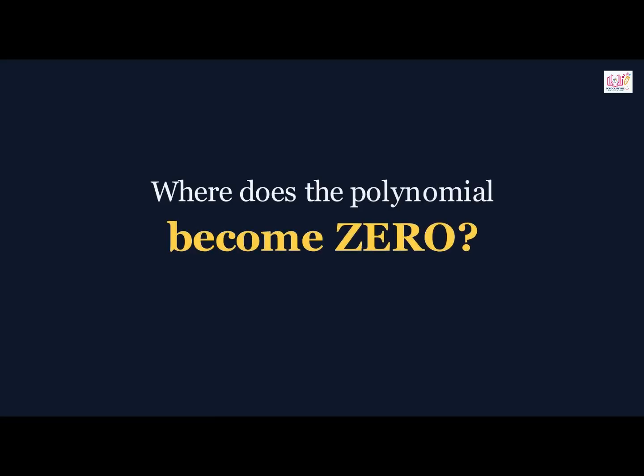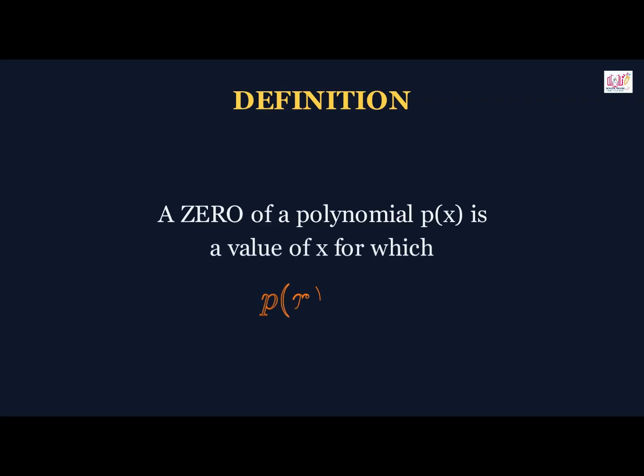So, where does a polynomial become 0? This is the most important question in this entire chapter. And the answer is beautiful. Let us begin with the definition. A zero of a polynomial is simply a value of x that makes the polynomial equal to 0. That is it. That is the whole definition. Find the values of x where the polynomial becomes 0. Those values are called the zeros of the polynomial.